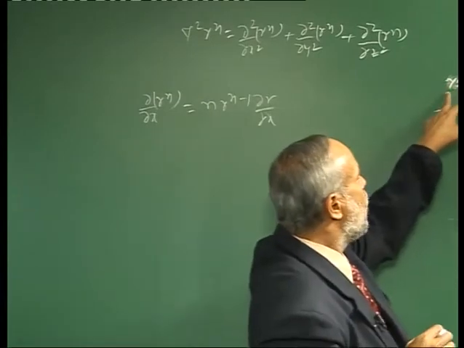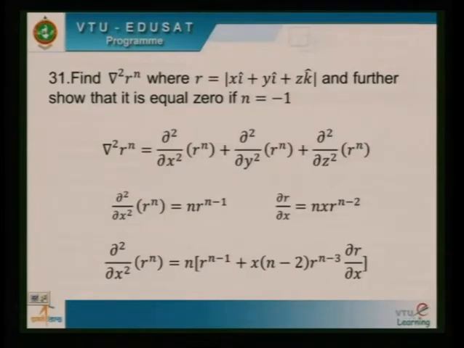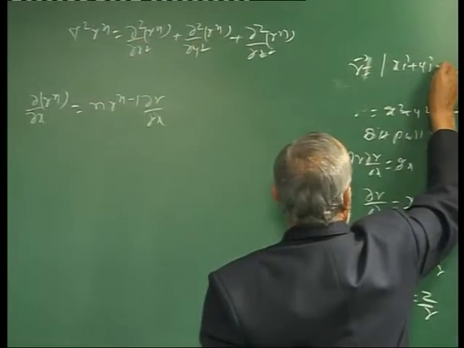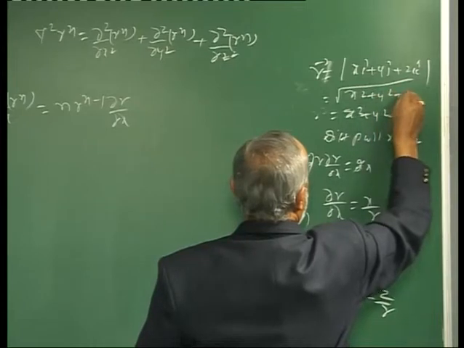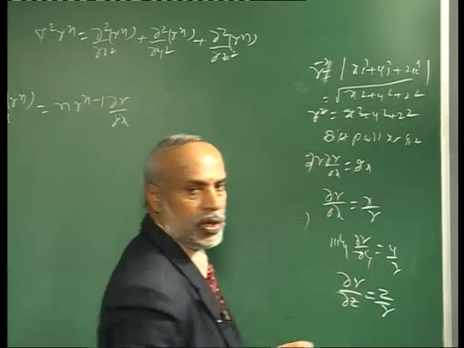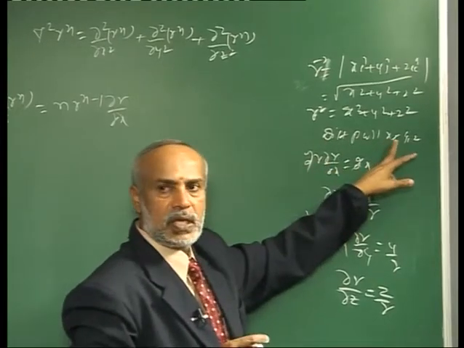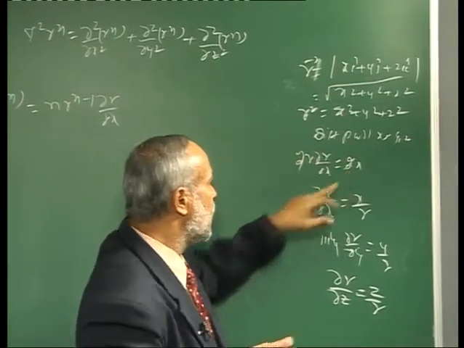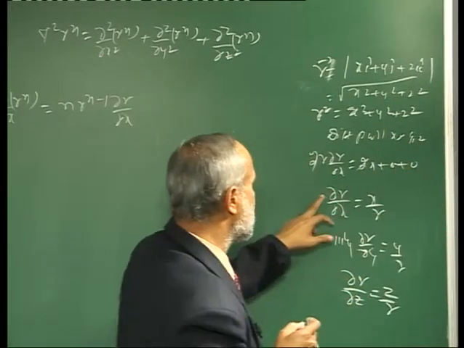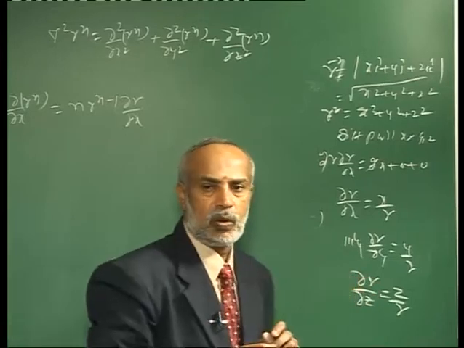Already you know, what is given in the problem? The r vector is equal to the modulus of xi vector plus yj vector plus zk vector. Then the modulus becomes the square root of x² + y² + z². Now squaring on both sides, r² is equal to x² + y² + z². Differentiating partially with respect to x, r² differentiation is 2r times ∂r/∂x, equal to 2x, and y², z² give 0. The 2s cancel, then ∂r/∂x is equal to x/r. Similarly, ∂r/∂y is equal to y/r, and ∂r/∂z is equal to z/r.